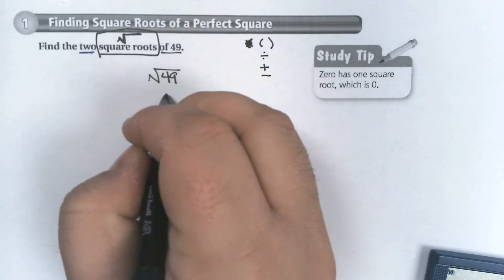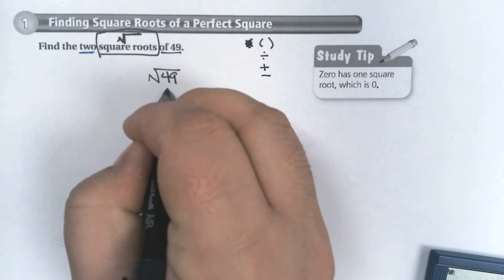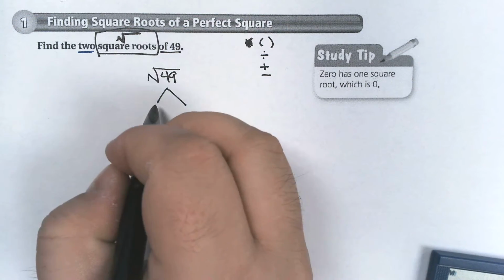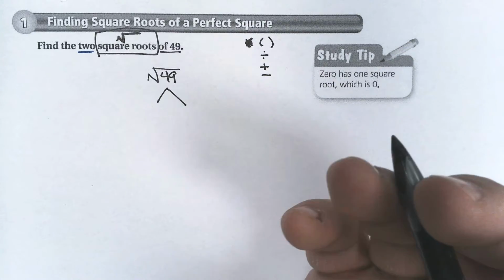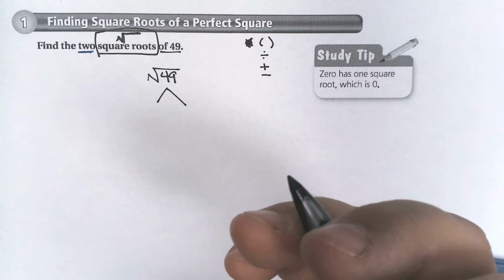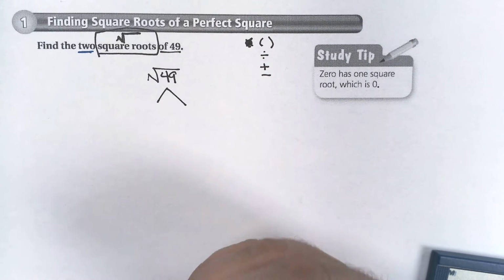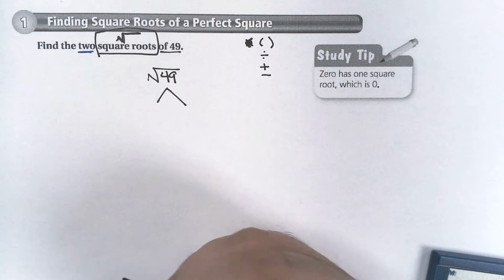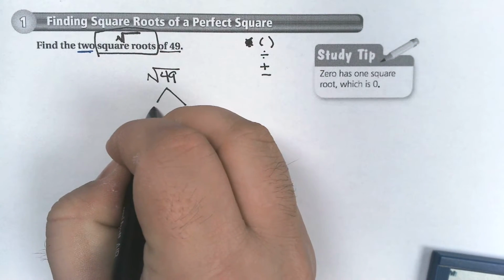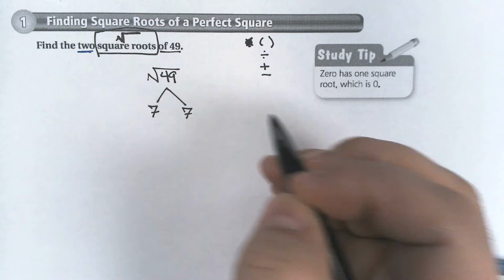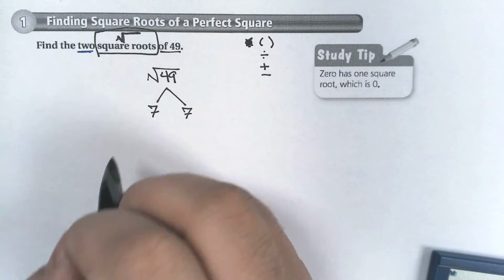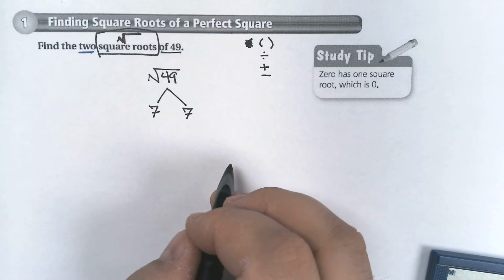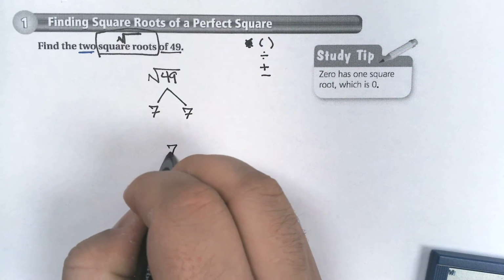You can look at it like a factor tree, and say, I'm looking for two numbers that are exactly the same. In this case, I think back to my multiplication tables, and I know 1 times 1, 2 times 2, 3 times 3, 4 times 4, 5 times 5, 6 times 6, 7 times 7. Oh, 7 times 7 is 49. So this is 7 and 7. These two numbers are the same. So one of the answers to the square root of 49 is 7.